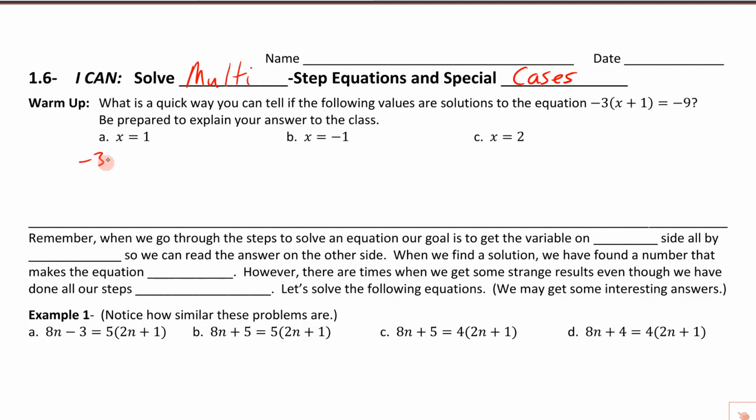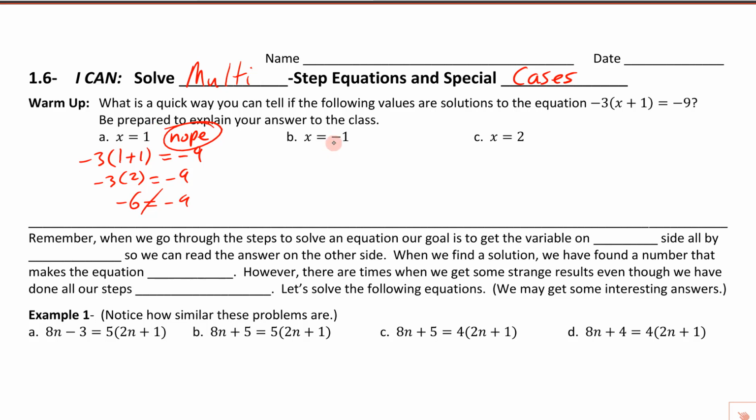I'm going to write down -3. We're going to put a 1 right there, so this would be 1 plus 1. And then what we're hoping is that it equals -9. So really quickly you can see that because inside the parentheses this would be 2, it's actually going to be -6 equals -9. And we know that doesn't work. So this one is a big fat nope. It doesn't make it true.